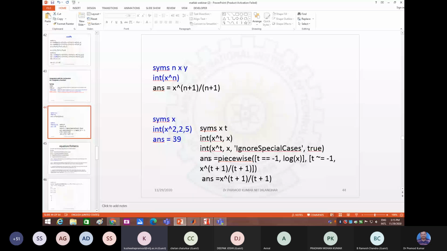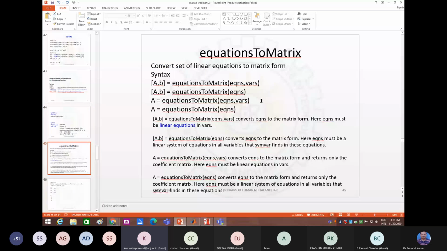Another very interesting syntax here is equation to the matrix. You will have the equation that will be converted to the matrix, and after that you will be able to get the solution out of that. Equation to matrix, equation and variables. The equations are converted to matrix form like this. We will see the example.